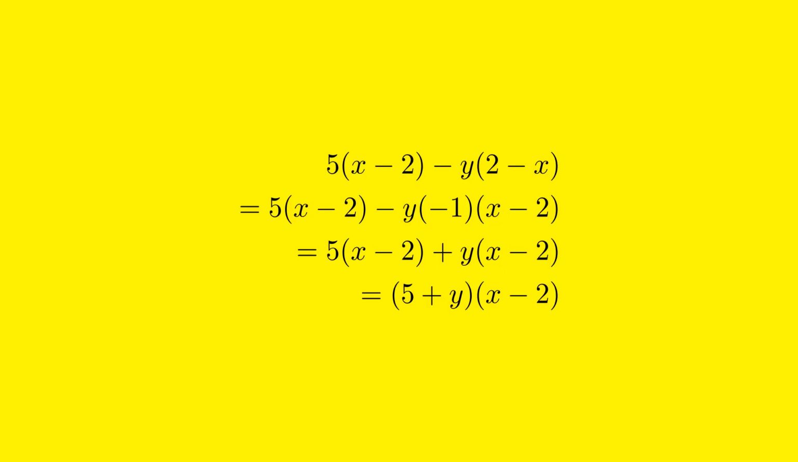The first step in factorizing the equation 5(x − 2) − y(2 − x) involves simplifying the given expression. Notice that 2 − x can be rewritten as −1 times (x − 2). This allows us to rewrite y(2 − x) as −y(x − 2). Substituting this into the original expression, we get 5(x − 2) − y(x − 2). Now, both terms have a common factor, which is (x − 2).